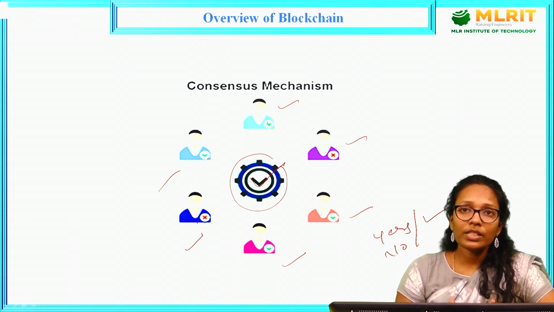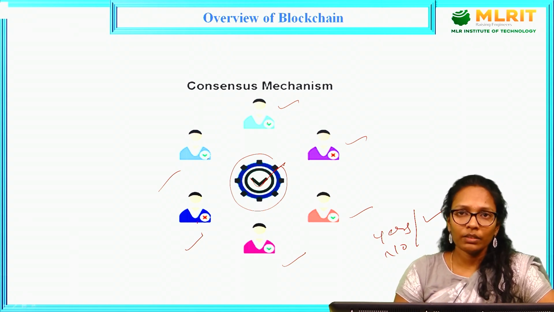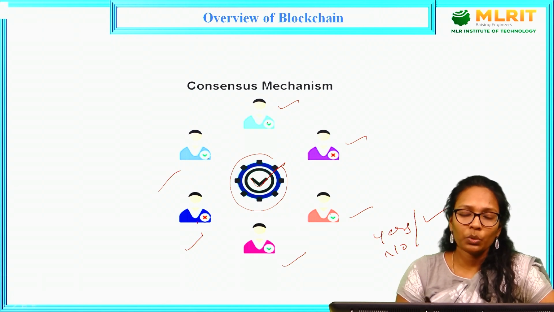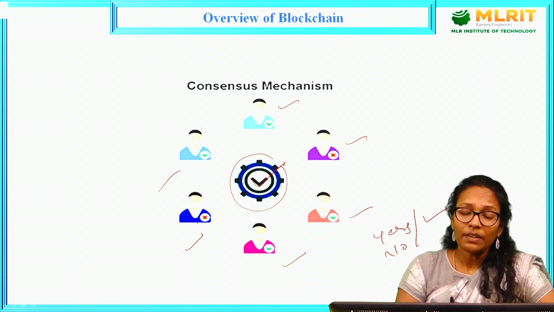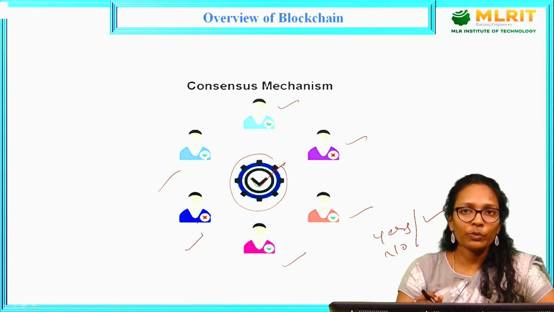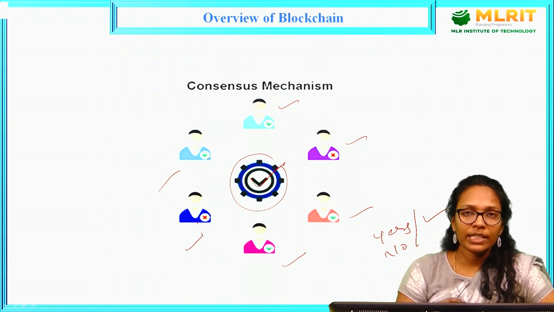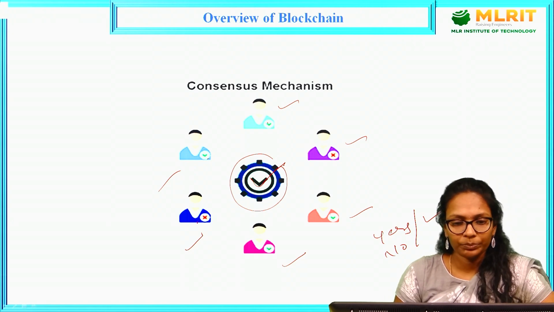So can they blindly say it's a valid transaction? No, we have some process for that. In the consensus mechanism, we have some process for each and every consensus. For POW, we have some mechanism. For POS, proof of stake, we have some mechanism. So only by doing that process can they validate the transaction. We will see that in detail later.